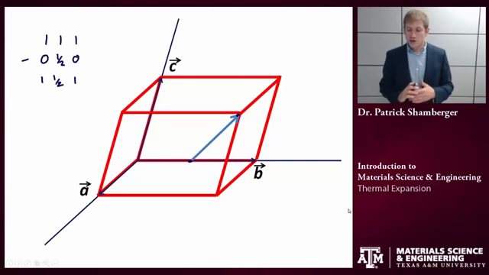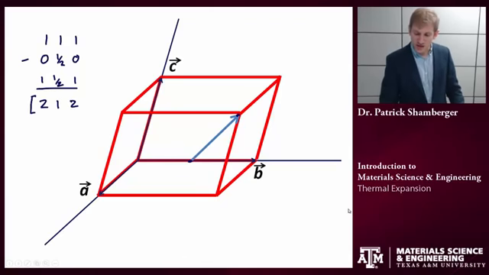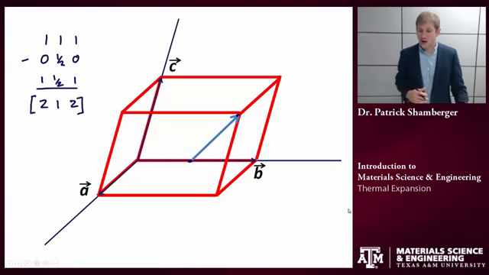Now, the final thing I need to do is to write this in the typical vector direction notation. And so what I want to do is remove any fraction. So I'll multiply through by 2. That gives me 2, 1, 2. And because this is a direction, I'm using square brackets to denote this.